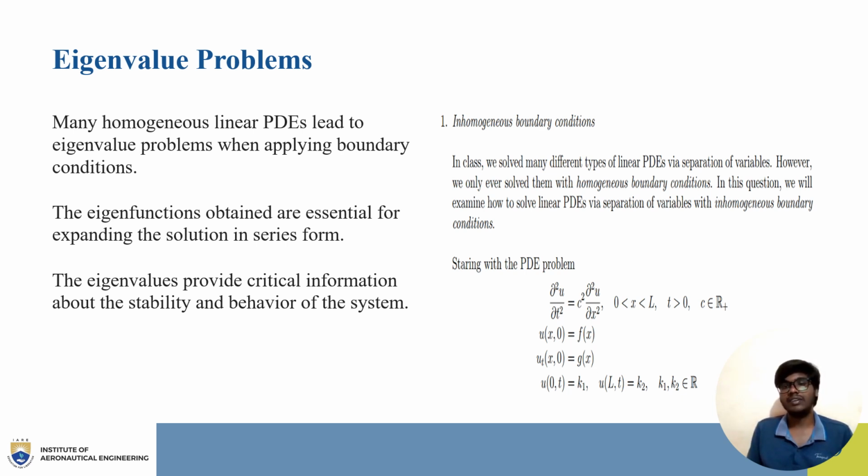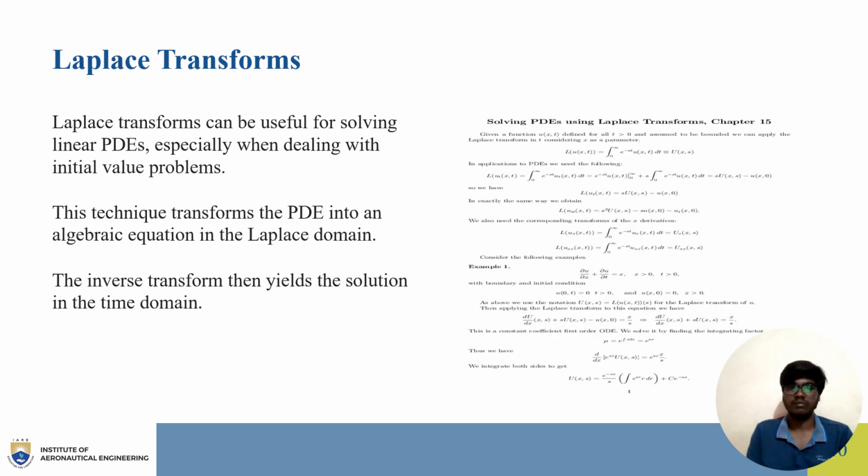Here, the inhomogeneous boundary conditions. Like in a class, we solve many different types of partial differential equations via separation of variables. However, we only ever solve these with homogeneous boundary conditions. So we are starting with a partial differential problem: dou square u by dou t square equal to c square into dou square u by dou x square, where u equal to u of x, t, u of x comma 0 is f of x and u t of x comma 0 is 0, where these are the boundary conditions for the eigenvalue problems.